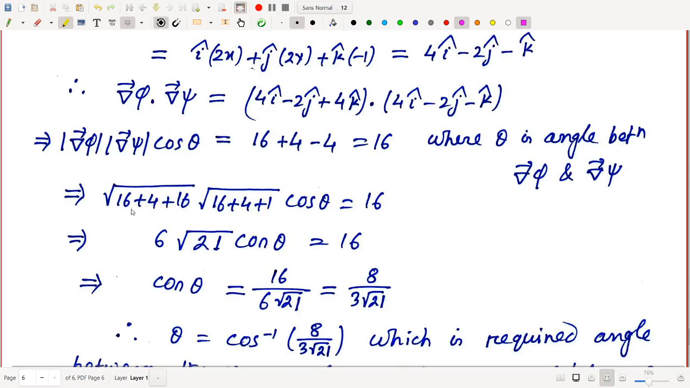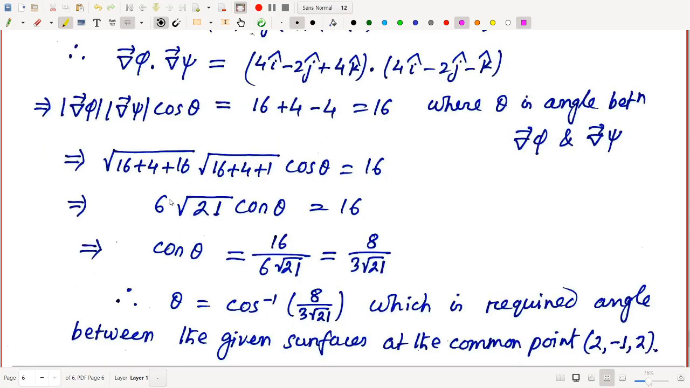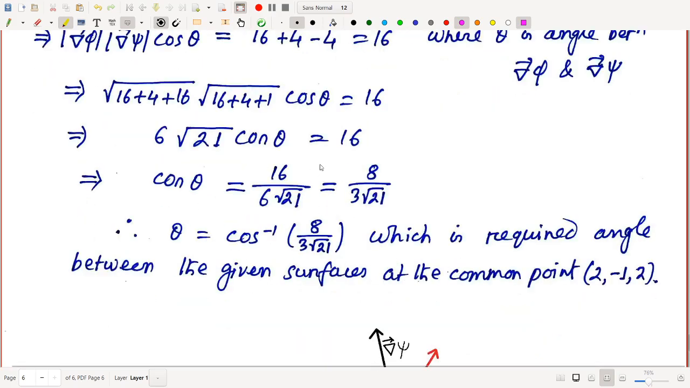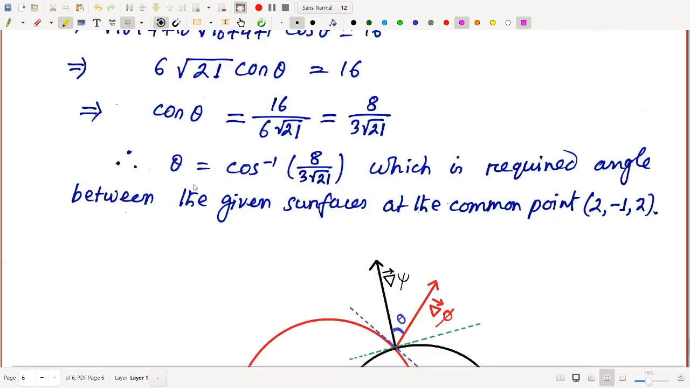So mod grad phi is root over 4 square which is 16, plus minus 2 square which is 4, plus again 4 square 16. Second one is also 4 square plus minus 2 square plus minus 1 square, that is 21. So 16 equals 6 root 21 cos theta, means cos theta is 16 by 6 root 21, means it is 8 by 3 root 21. Therefore theta is cos inverse of 8 by 3 root 21, and this is the required angle between the given surfaces at the common point (2, -1, 2).